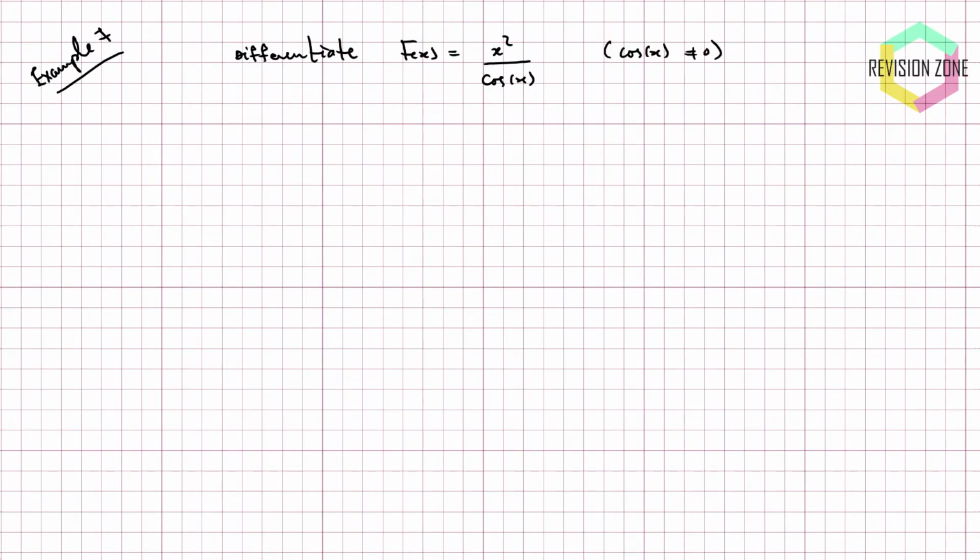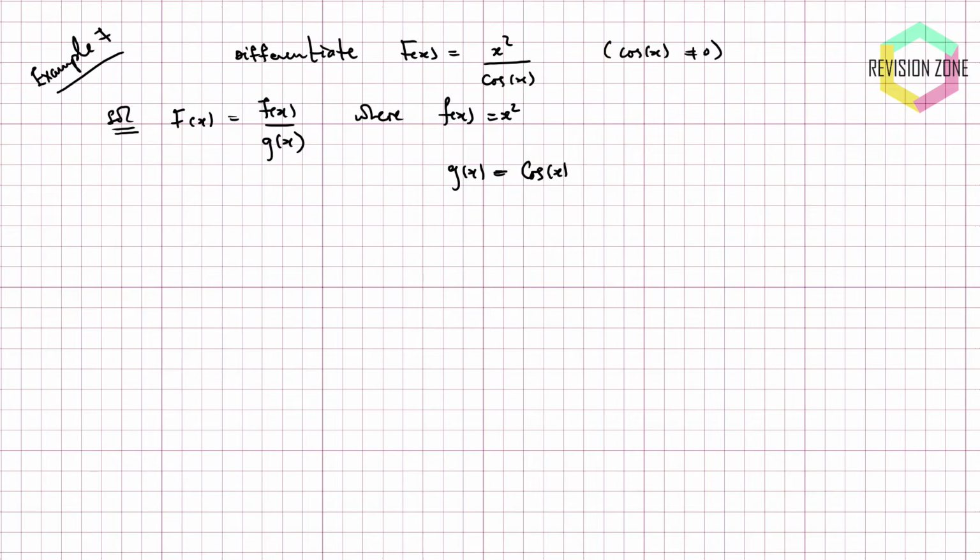So example 7, we again have a quotient, but this time we're going to be working in the Newton notation because we keep swapping between Newton and Leibniz to just make sure that we're all happy with being able to do that. So the quotient now is obviously a polynomial over a trig function. So I'm going to take my lowercase f of x to actually be x squared, and I'm going to take my g of x to be cosine x.